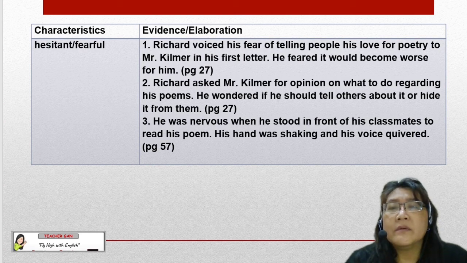Next, Richard is also hesitant or fearful. This is the opposite of the positive characteristics. Evidence number 1. Richard voiced his fear of telling people his love for poetry to Mr. Kilmer in his letter. He feared it would become worse for him.